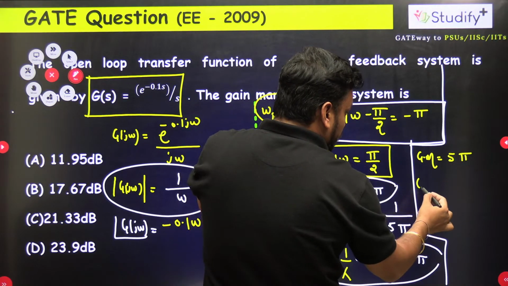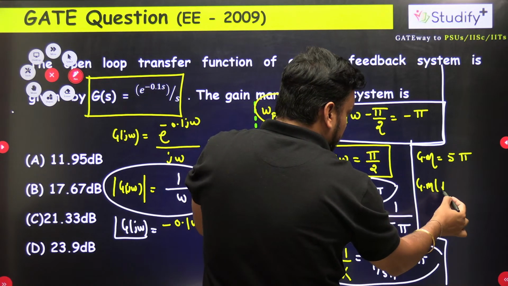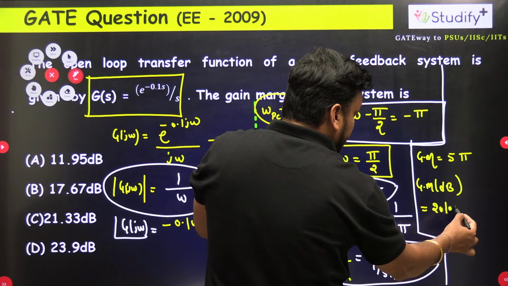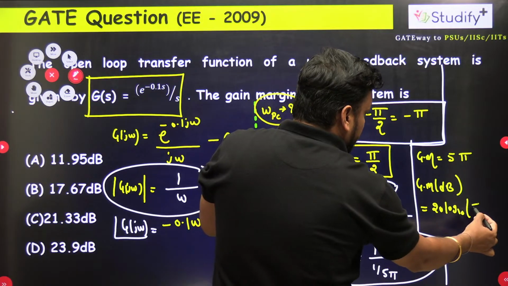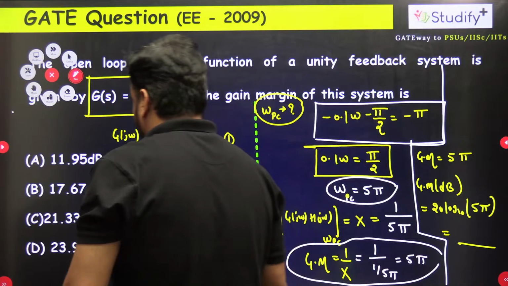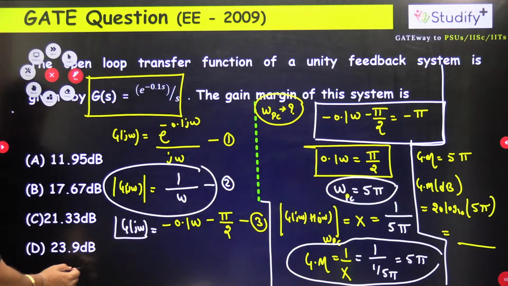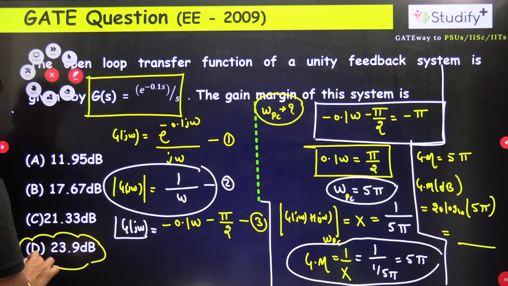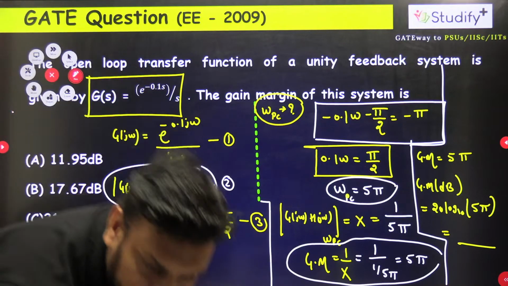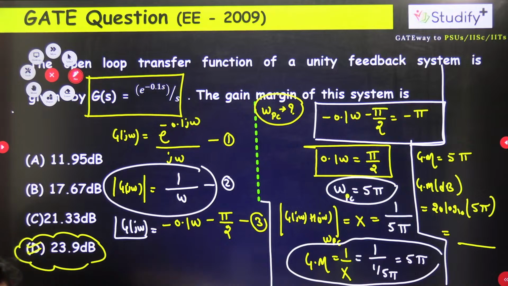But if you want to write it in dB, then you have to write gain margin in dB should be 20 log10 of 5 pi. Calculate this a little, children, if you have a calculator. Tell me, after finally calculating, is it coming out as something? 23.9 dB I think. After calculation you should get 23.9 dB. Let's check this fast.